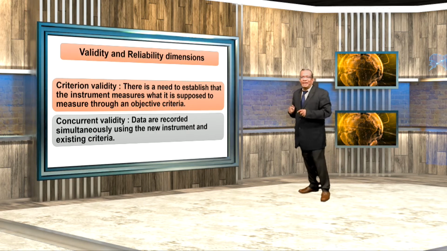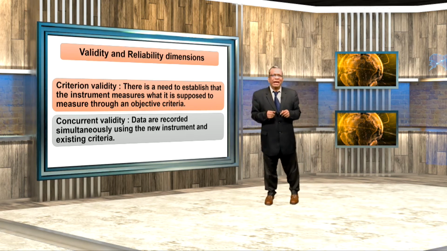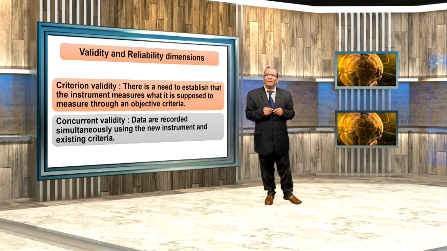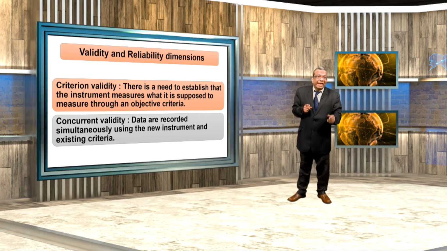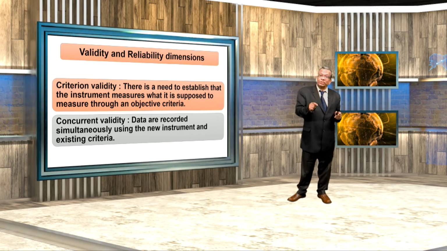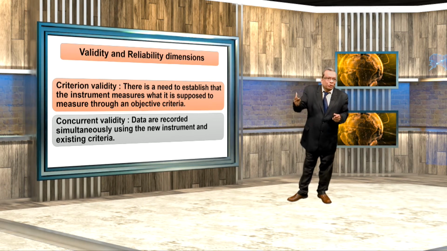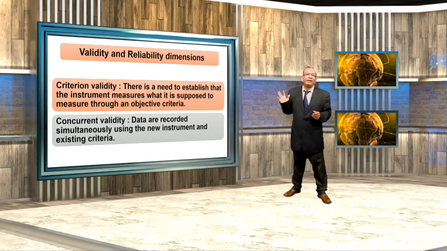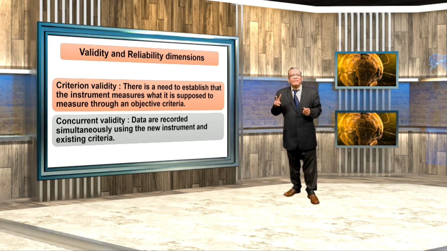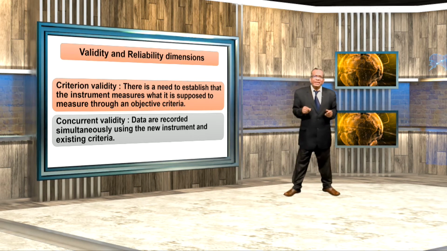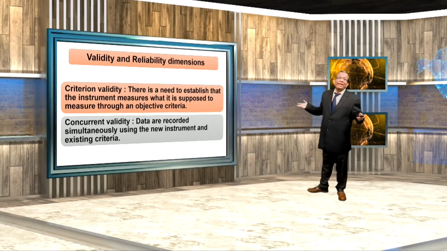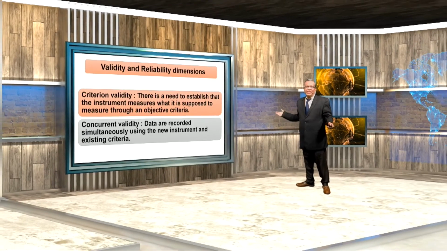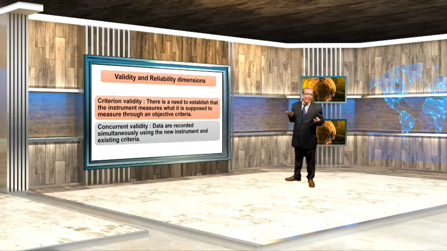Now, validity and reliability dimensions. I will discuss only one or two validities. Criterion validity: there is a need to establish that the instrument measures what it is supposed to measure through an objective criteria. Number two is concurrent validity. Data are recorded simultaneously using the new instrument and existing criteria. Now, you can establish all these validities.